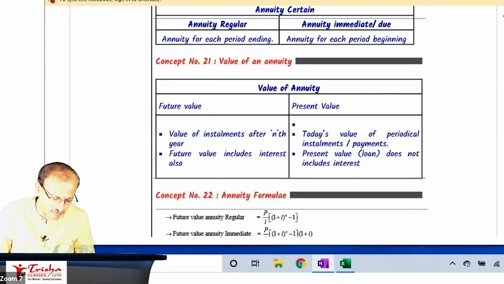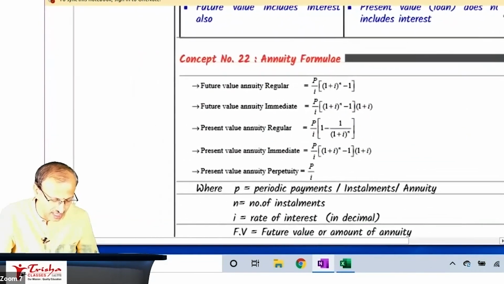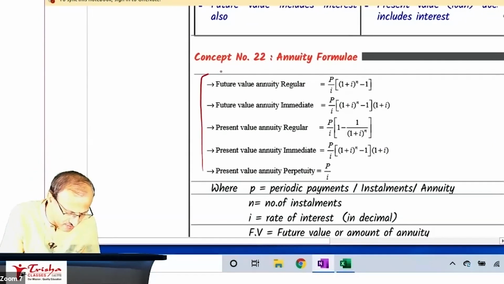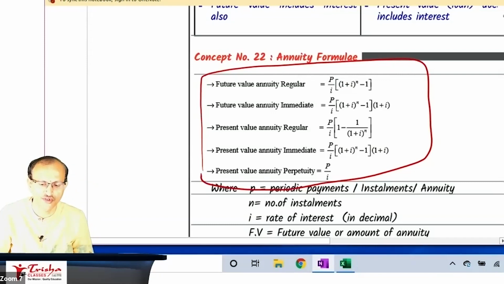We discussed then, as it says here, future value of annuity and present value of annuity. Do you remember these formulae? There are 5 formulae we discussed. Is that clear to all of you? Please type a single letter and let me know. Super. Future value of annuity regular, future value of annuity immediate or due, present value regular, present value immediate, and finally present value of annuity perpetuity.